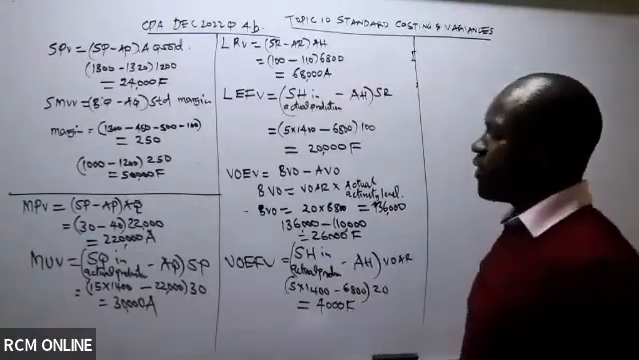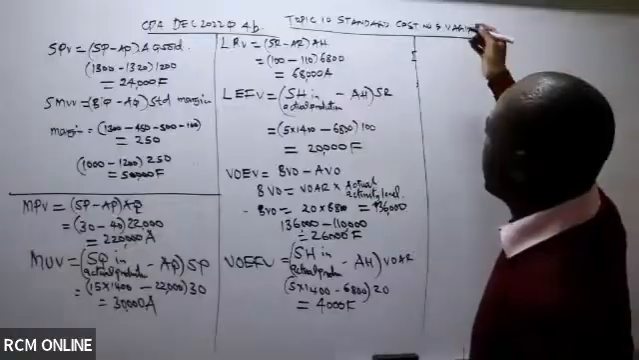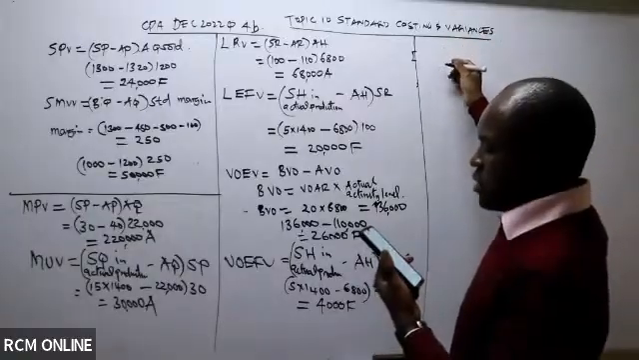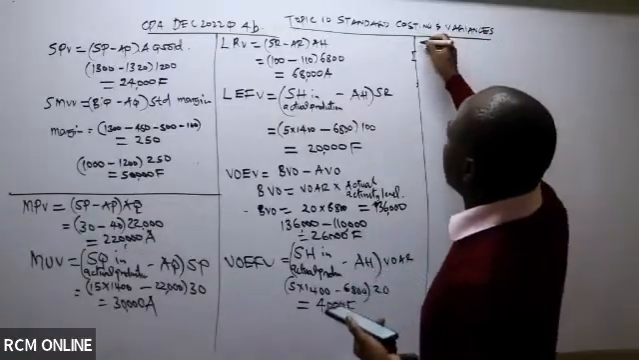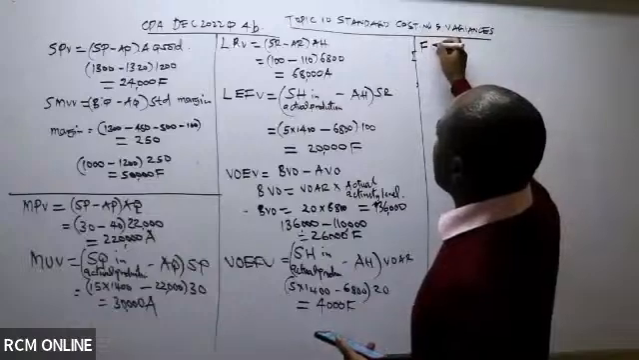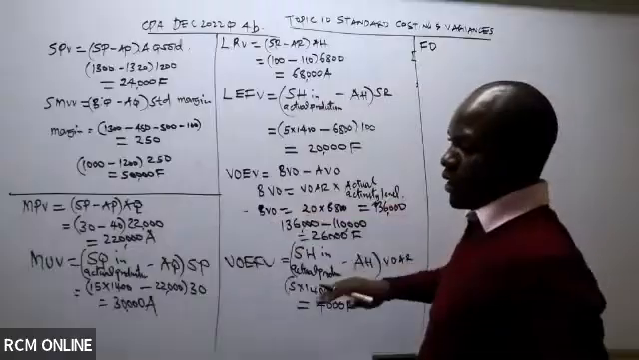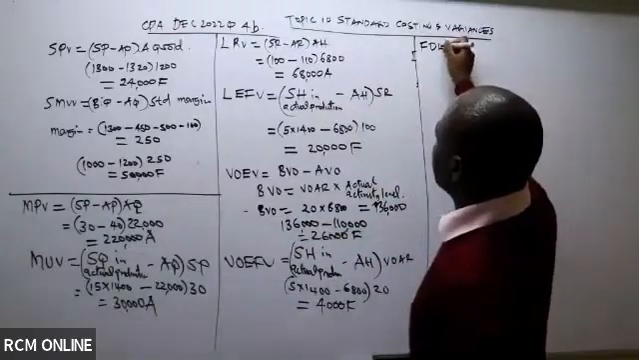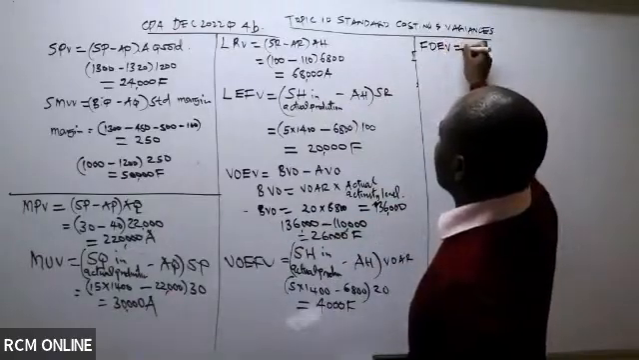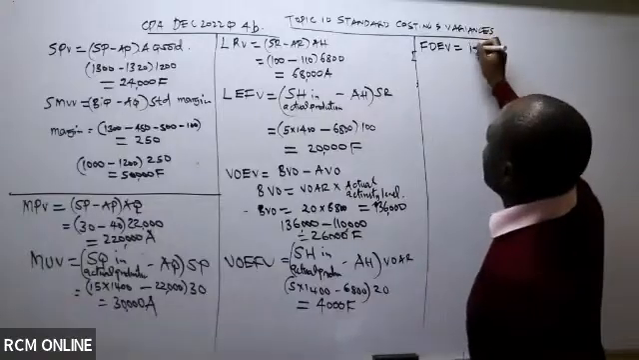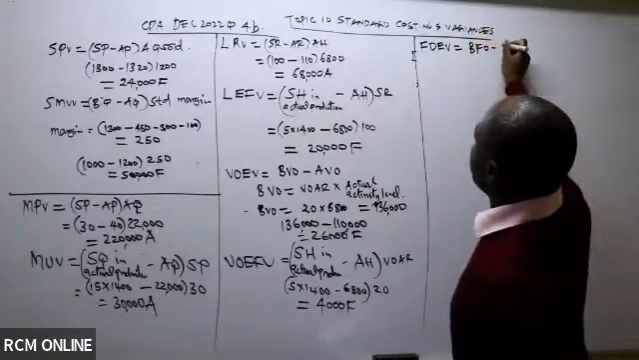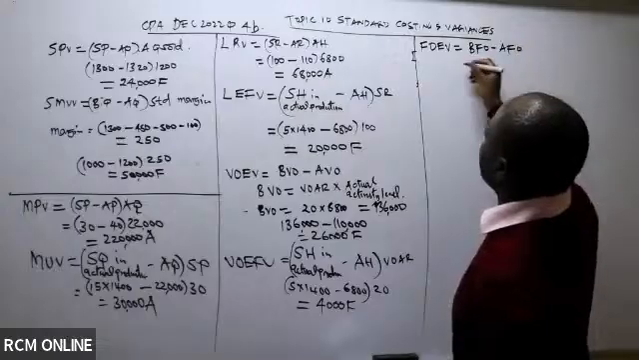We're done with the variable overhead. So we're going to the fixed overheads, which again is always interesting. So for fixed overheads, we can talk about fixed overhead rate variance. It is fixed overhead expenditure variance. Fixed overhead expenditure variance is equal to budgeted fixed overheads minus actual fixed overheads.